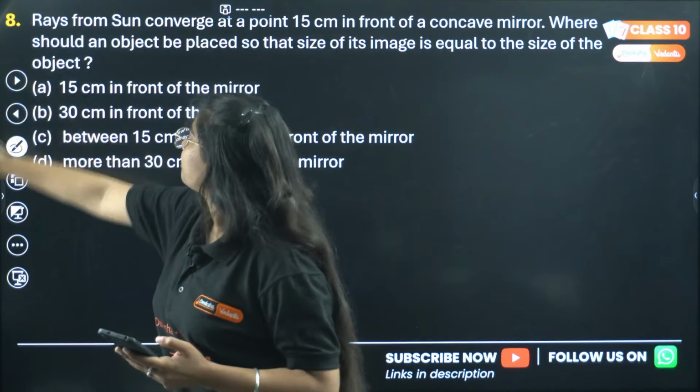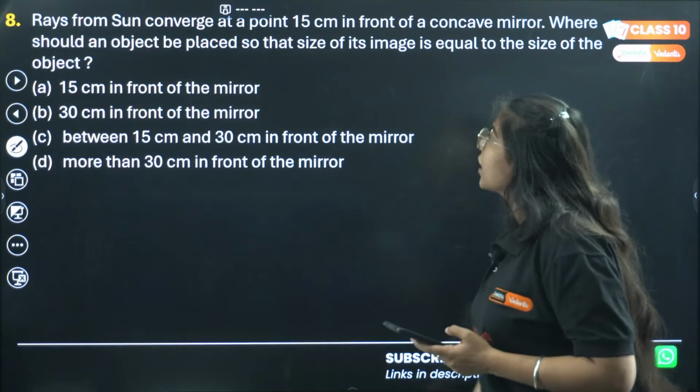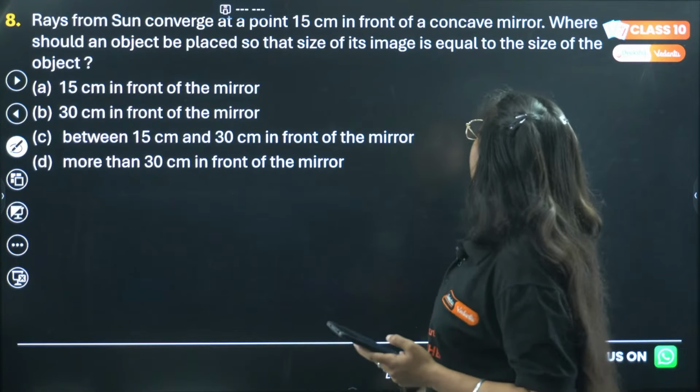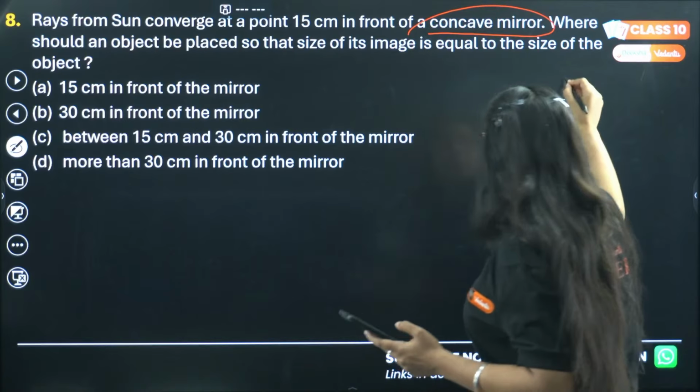Moving on to the next. Rays from the sun converge at a point 15 centimeter in front of a concave mirror. This is our concave mirror.